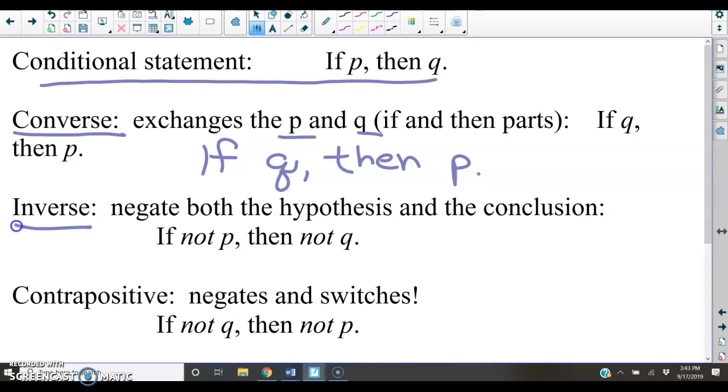The inverse goes back to the original, but negates both the hypothesis and the conclusion. If a cow is not a milk cow, then she is not black and white. The contrapositive is the longest word. It does the most changes.